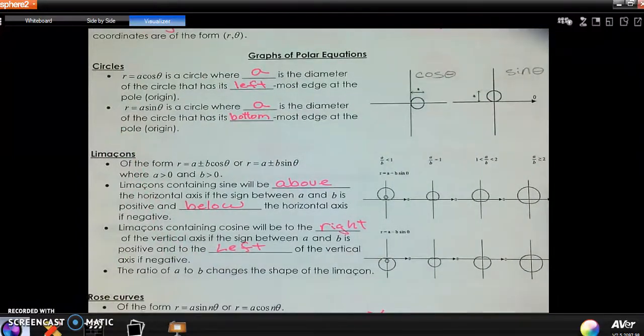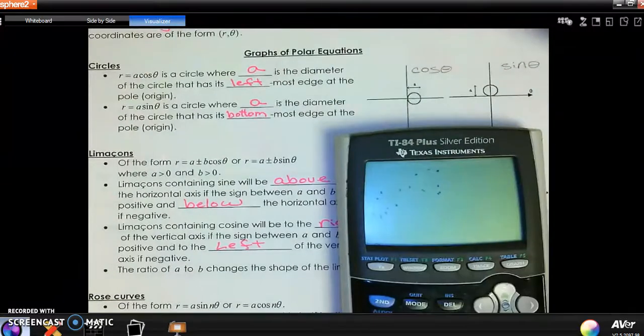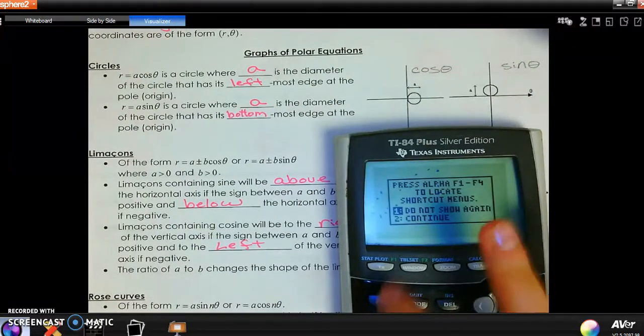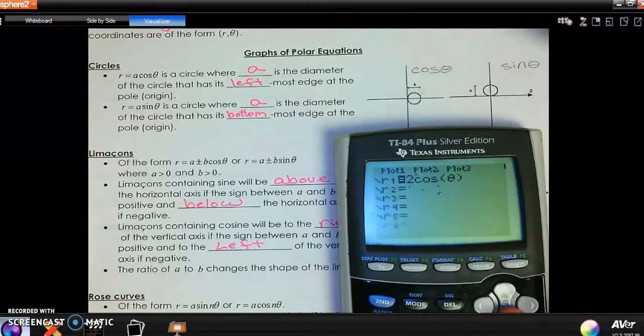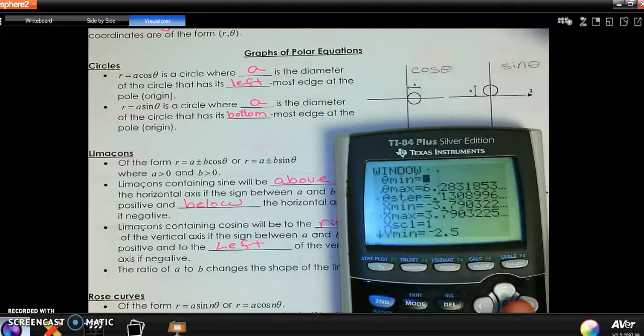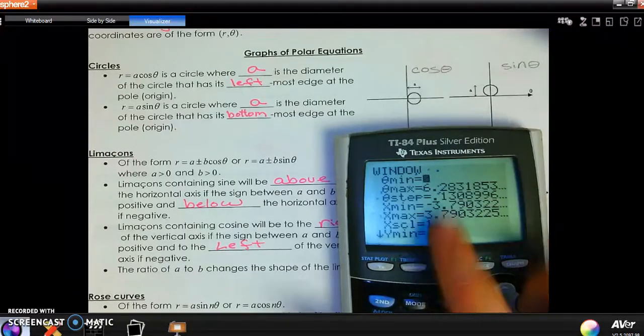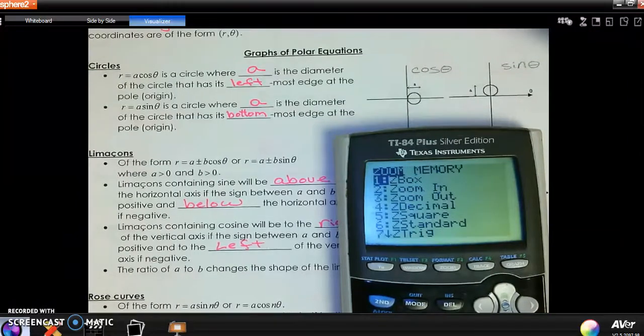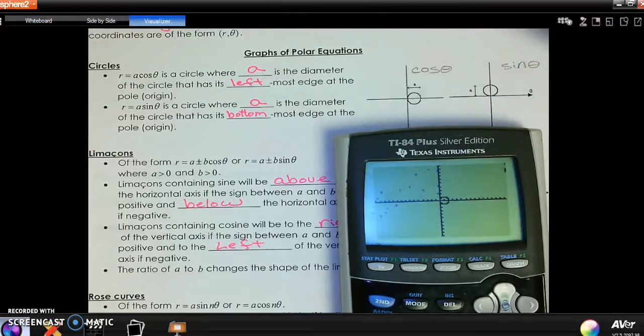And then if I was to graph on that same calculator something with a sine, so maybe 4 sine theta, and I was able to graph that, you would see that not only is it bigger, but notice when you hit your window, now it's your theta min, your theta max, and your theta step. I'm just going to zoom out so that I can see both of them. So notice there's that cosine one there, and the sine one is on top.